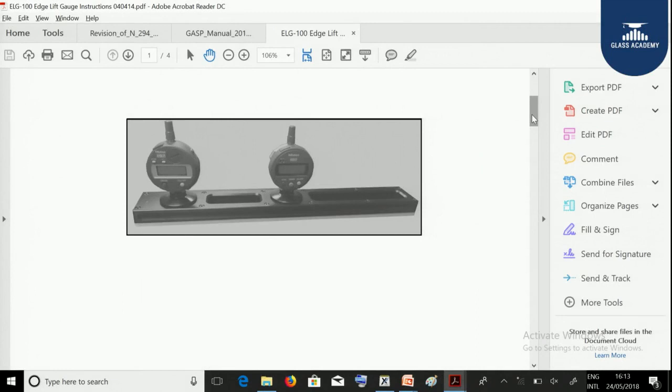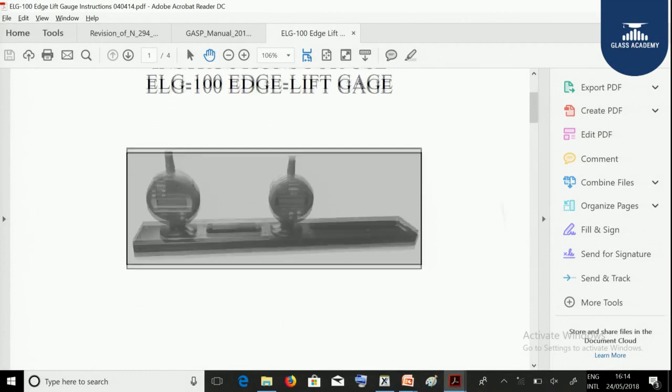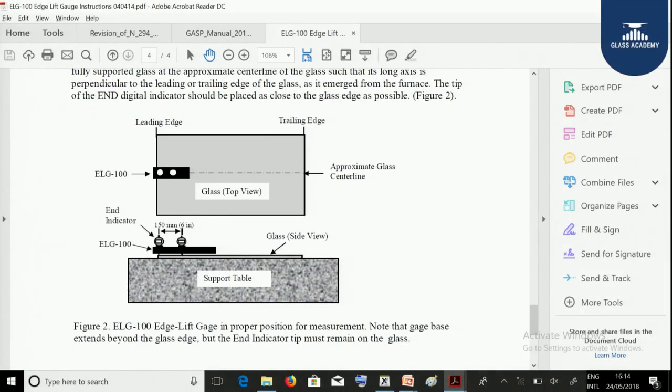If you see, this is a dual gauge edge measurement equipment. You can see here the edge lift gauge. The procedure we follow is, we will take the glass and place it on the flat table, as you can see here. With the help of this dual gauge, as the glass passes through the heat treatment process, the glass edges will have a leading edge and a trailing edge. The leading edge indicates the edge which goes first inside the furnace, and the trailing edge is followed by the leading edge.